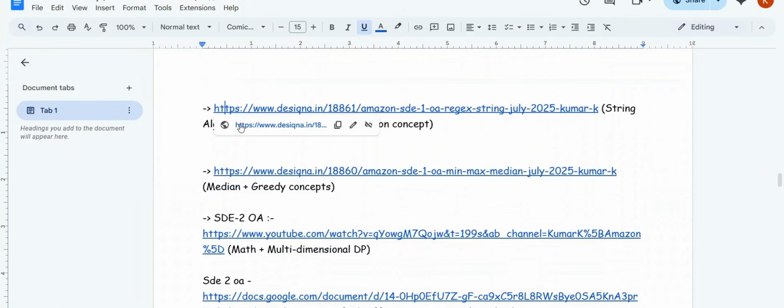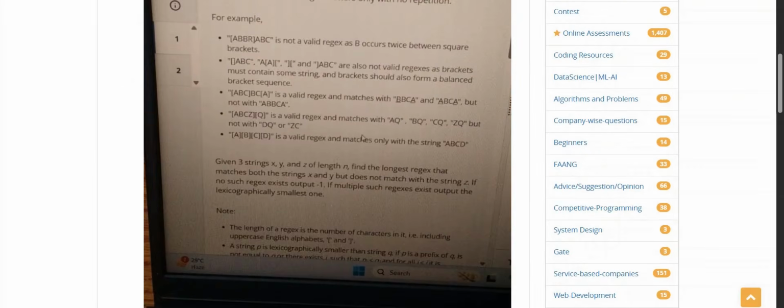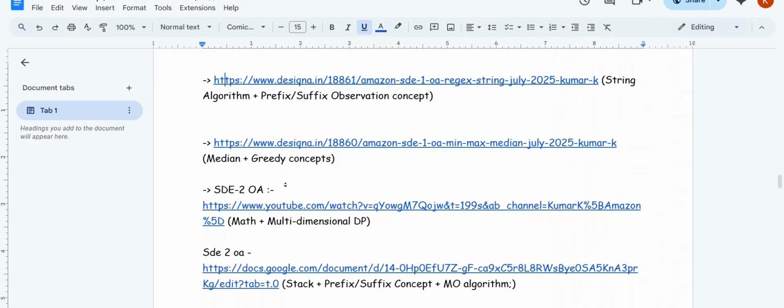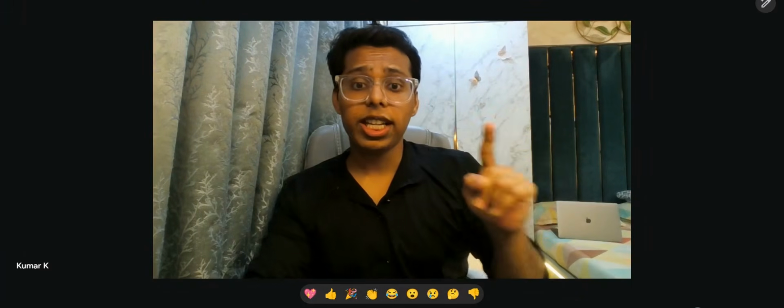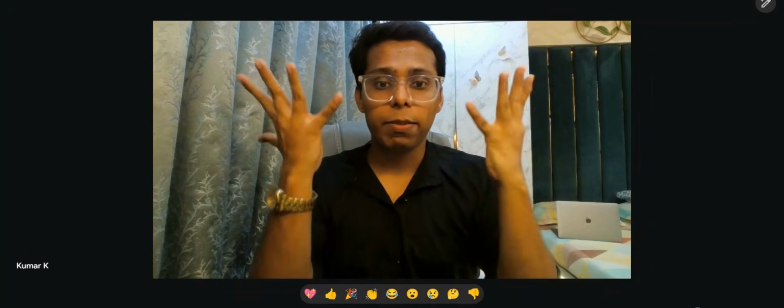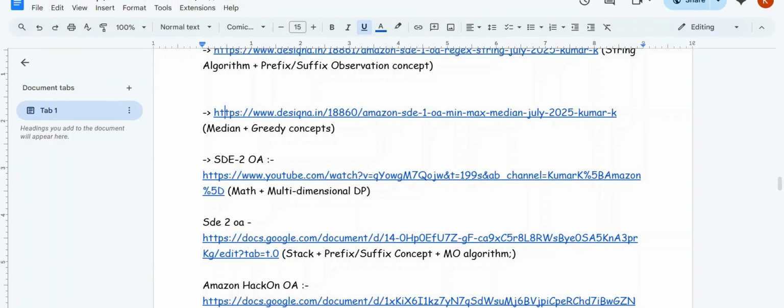Again, a problem on string algorithm, prefix, suffix, observation. Yeah, this is also a very nice problem. Then if I go below, multidimensional DP problem, hard, median plus greedy problem. Guys, I told you, median and max concepts you need to practice as much as you can. Median and max concepts are very, very important for your case.